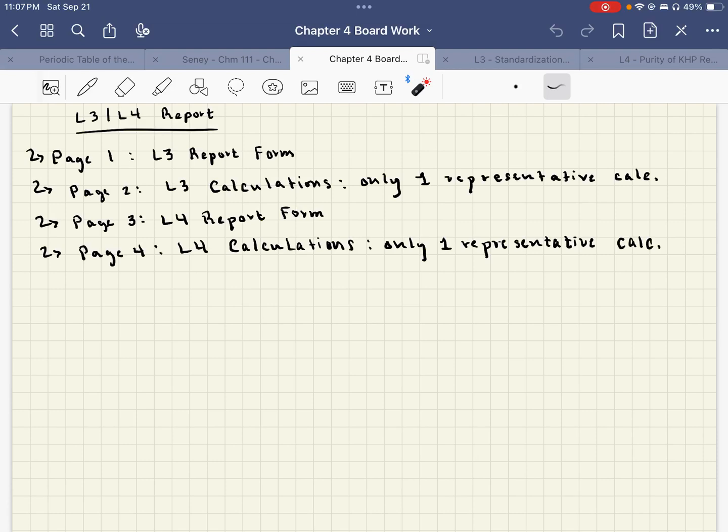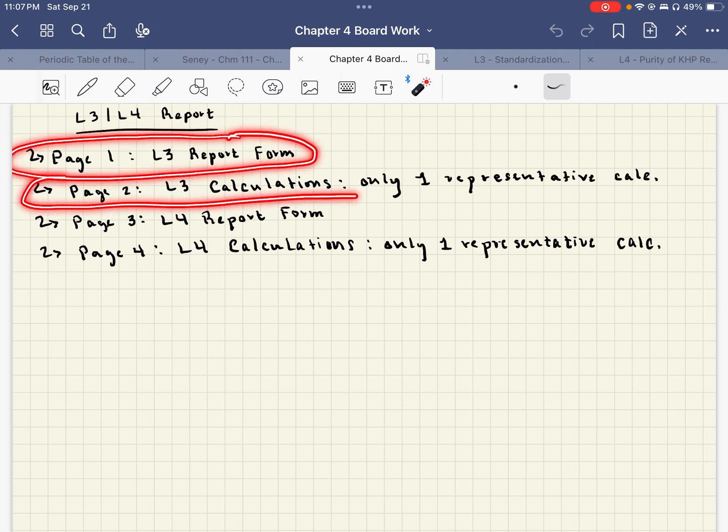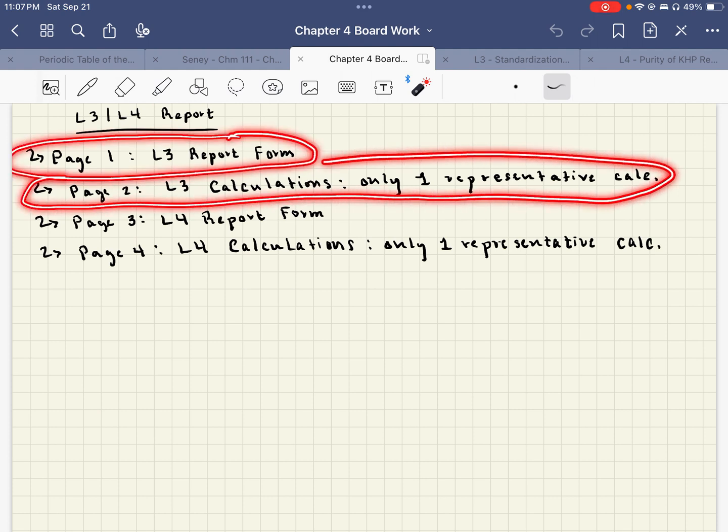So for this next lab report, you're going to hand in both Lab 3 and Lab 4 as one report. Lab 3, the standardization of sodium hydroxide, and Lab 4, the impurity of KHP, will be handed in together in the next lab report. For page 1, you're going to hand in the Lab 3 report form. Page 2, you're going to have Lab 3 calculations, and notice I only want one representative calculation.